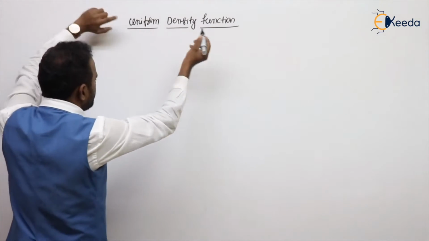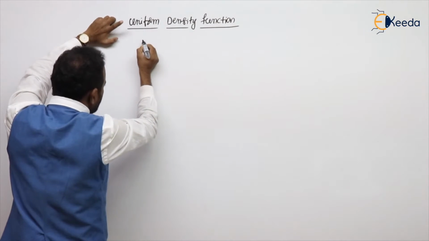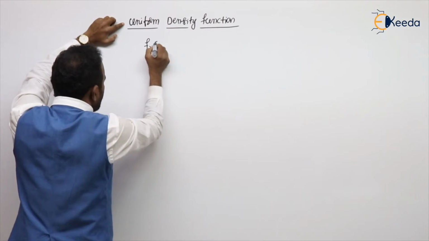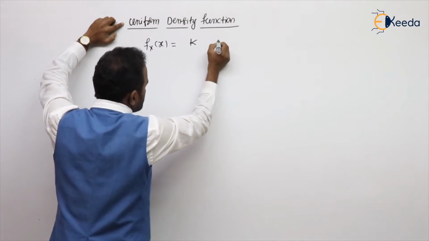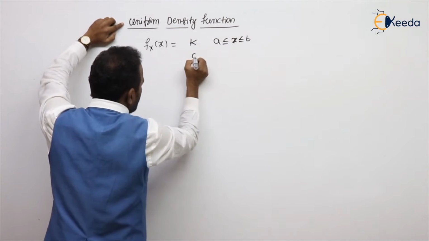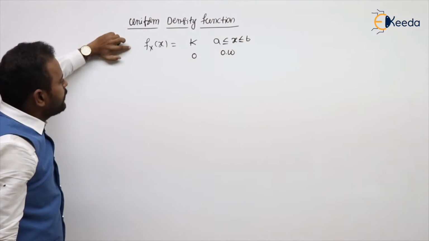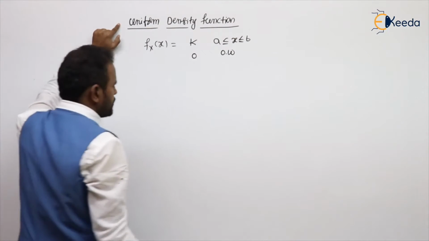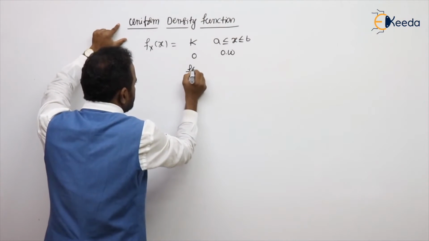For example, a random variable is said to be uniform density function if the PDF of that random variable, that is f x of x, is constant in the given range. For example, if it is constant in the range of a to b and 0 otherwise. That is, if it is having PDF like this, that is called uniform density function. Let me draw the graph of this f of x.